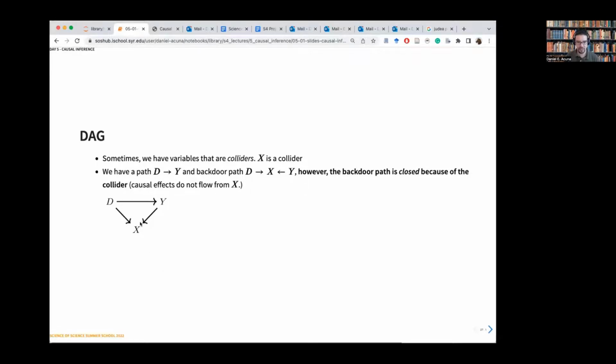Sometimes we have this effect. So this is also a backdoor path, but because we have this, we have a variable that is a collider. It doesn't allow the flow from D to Y because of the form of the arrow. So if the arrow goes like this, we call this a collider. Now, when we say that the backdoor is closed.